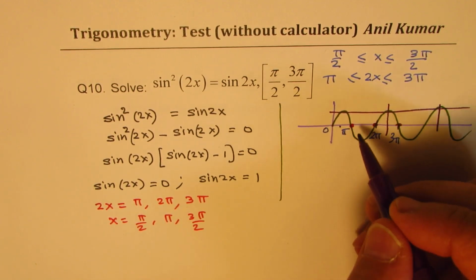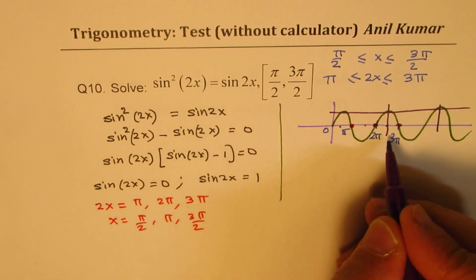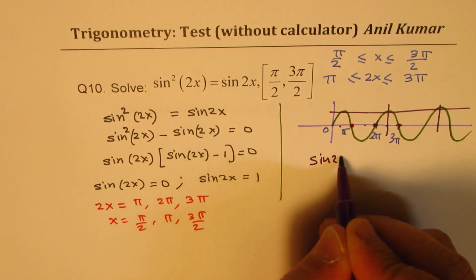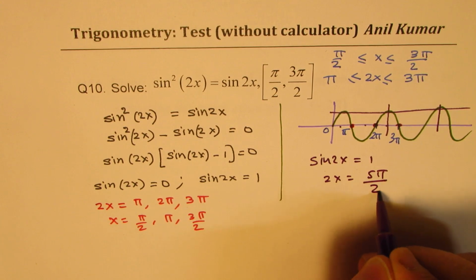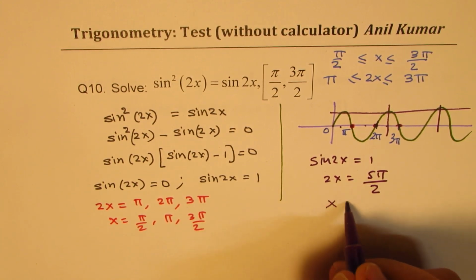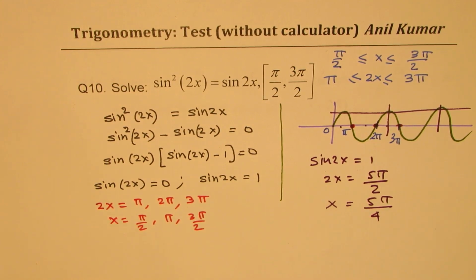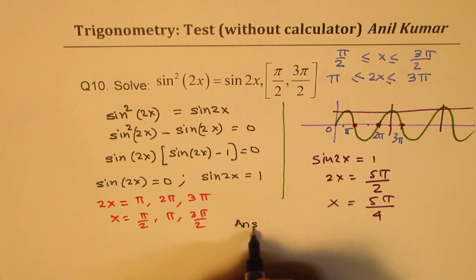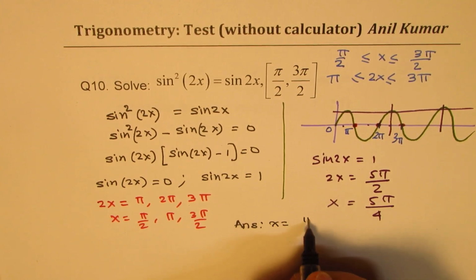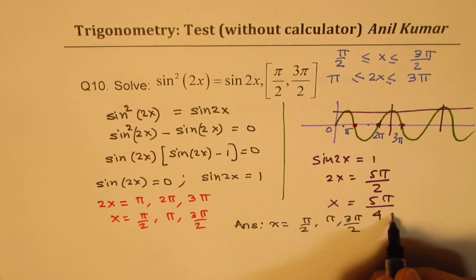So we can say 1 pi by 2, 2 pi by 2, 3, 4, 5 pi by 2, right? So here sine 2x equals 1 means 2x equals 5 pi by 2, or x is equal to 5 pi by 4. You get the idea. So that is how we are going to find the value of x from the second factor. So our answers are x equals pi by 2, pi, 3 pi by 2, and 5 pi by 4.